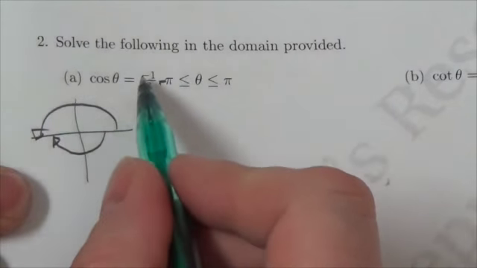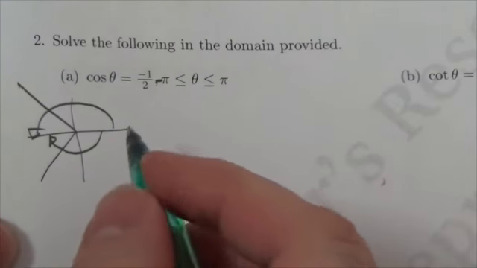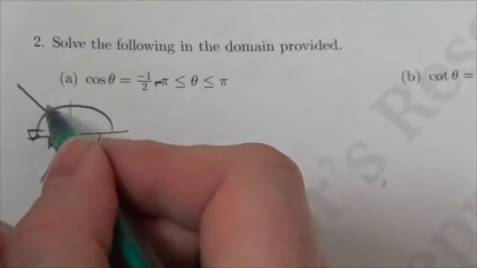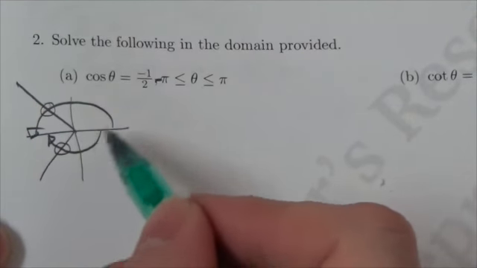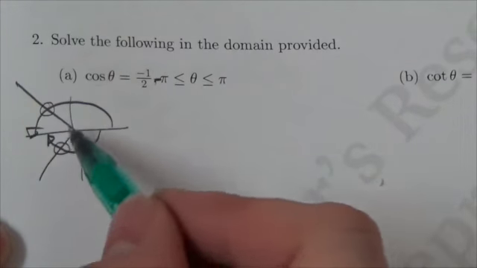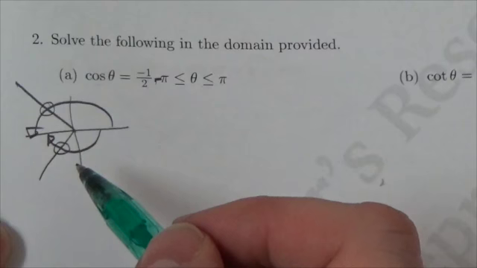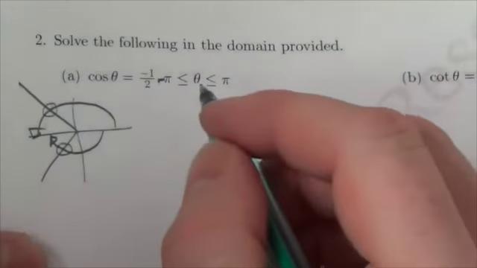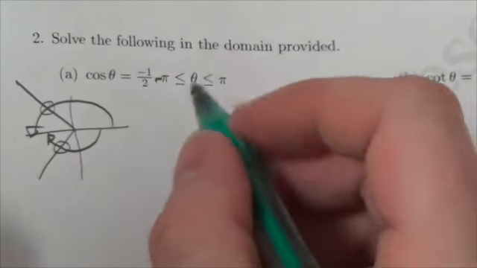I'm looking for where cosine is negative, and cosine is negative in quadrants 2 and 3. And I can see based on this that I'm going to get one and two answers here. Where the lines for my domain intersect the angles, the lines that would correspond to the solutions, that is how many solutions I'm going to get. So now I know that I'm going to get a second quadrant angle and a third quadrant angle.